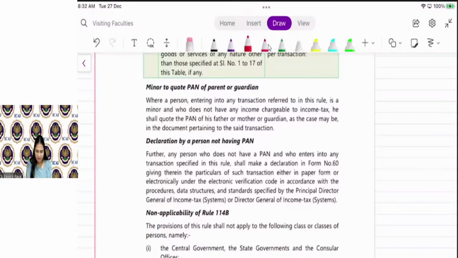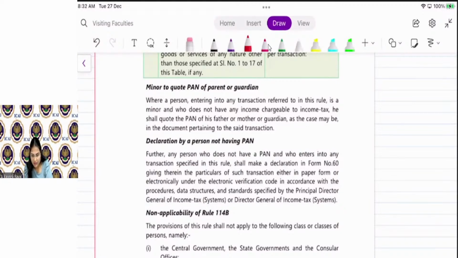Minor to quote PAN of parents or guardian. As I told you, if a minor enters into any such transaction and the minor does not have PAN, then the minor has to provide his parents' PAN or legal guardian's PAN. Where a person entering into any transaction referred to in this rule is a minor and who does not have any income chargeable to income tax, he shall quote the PAN of his father or mother or guardian, as the case may be, in the document pertaining to the said transaction.